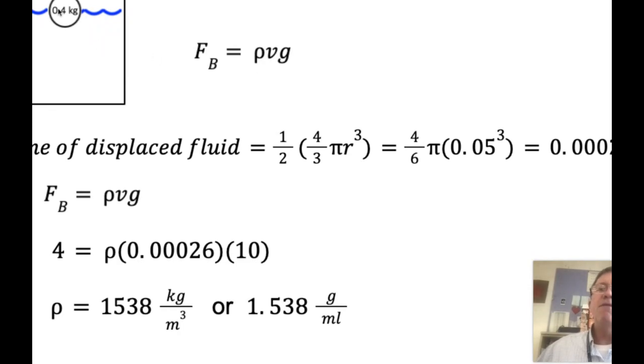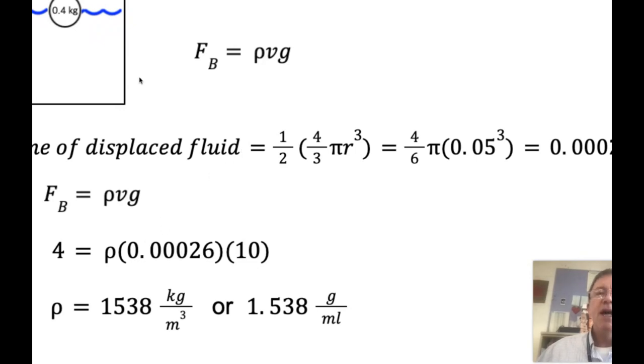So what is the volume of the displaced fluid? Well, the volume of the displaced fluid is 1/2 the volume of a sphere. The volume of a sphere is 4/3 pi r cubed. That will be on your equation sheet, but hopefully you already have that in your head. And since r is 5 centimeters, or 0.05 meters, remember, you gotta be in meters. You cannot use centimeters. I come up with this. It's basically 0.00026 meters cubed.